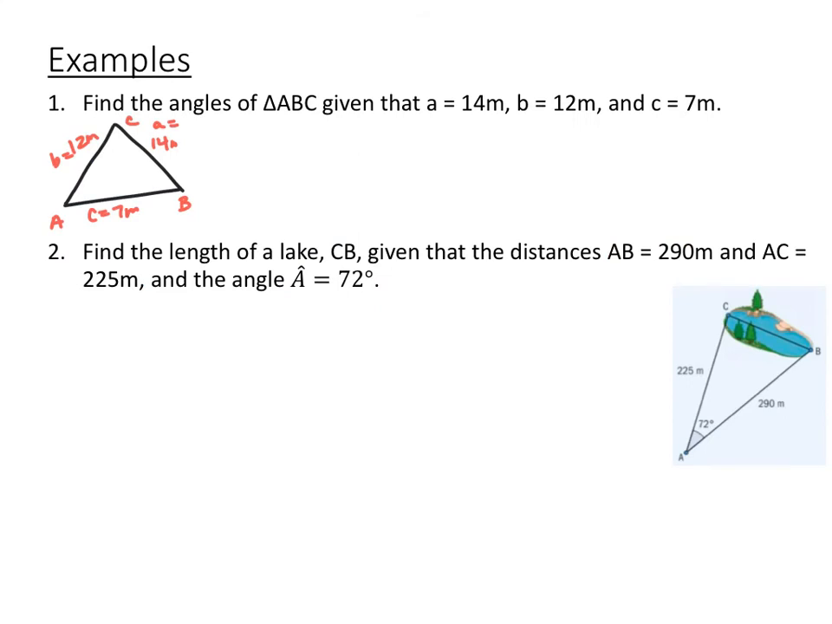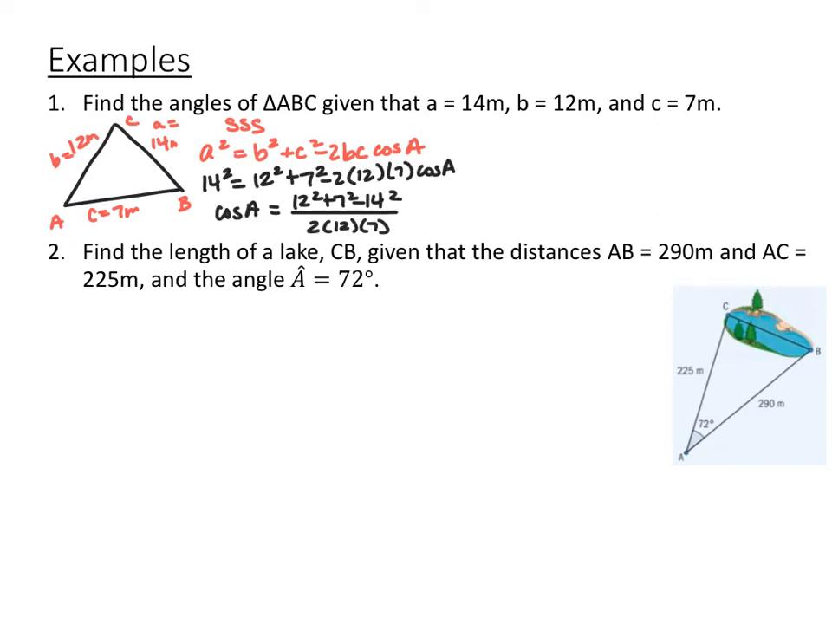For this first example, it says find all the angles of triangle ABC, given that side A is 14 meters, side B is 12 meters, and side C is 7 meters. So I drew a little picture here, and we have a side-side-side triangle. Because of this, we are going to have to use the law of cosines, which says a squared is equal to b squared plus c squared minus 2bc cosine A. It doesn't matter which angle you start with. I'm just going to start with angle A first.